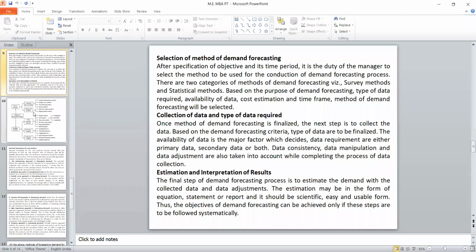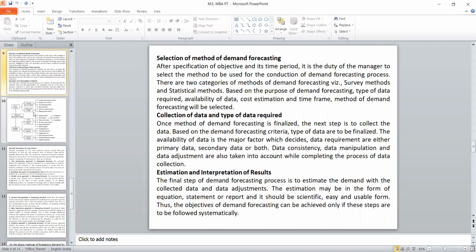Suppose it is quantitative, then a statistical method has to be used. So the third step for implementing forecasting is selection of method. Once we frame the objective, decide the time factor, and select the method that we have to use, the next one is the operation side.